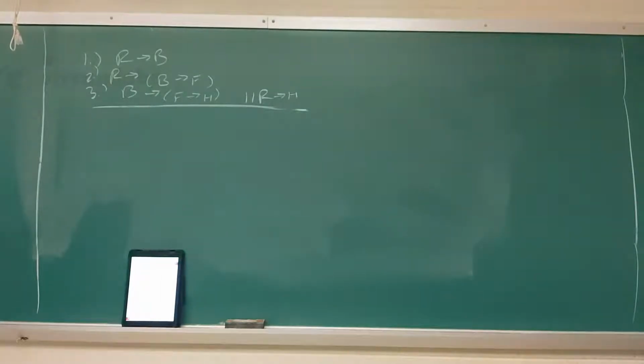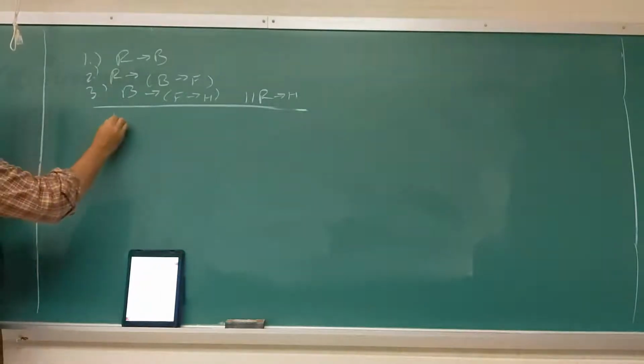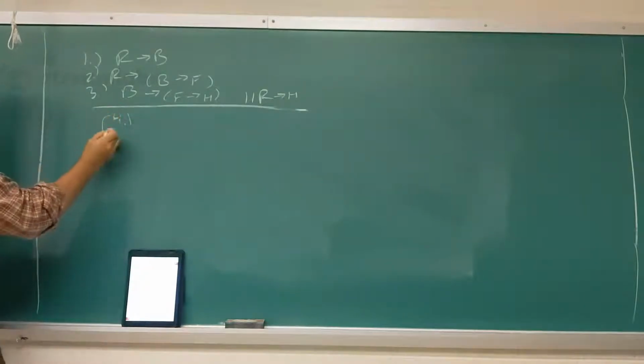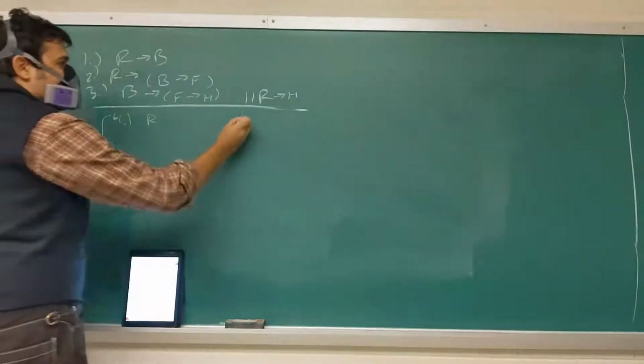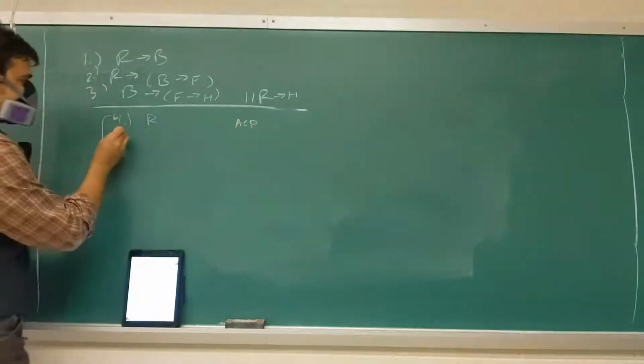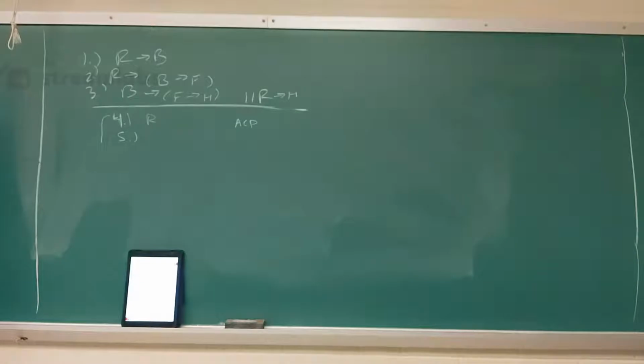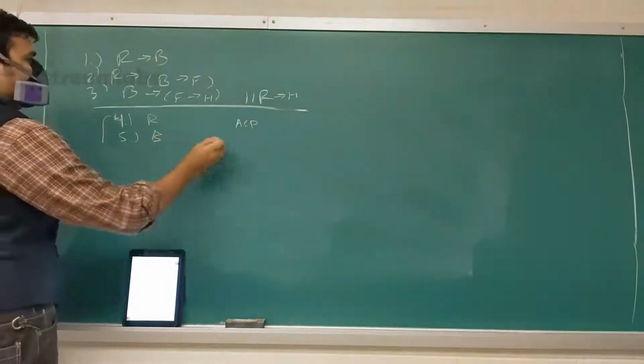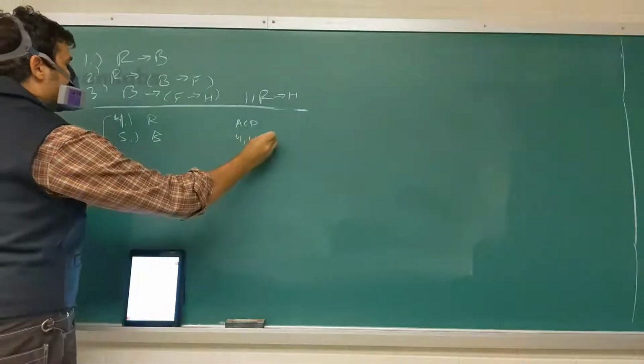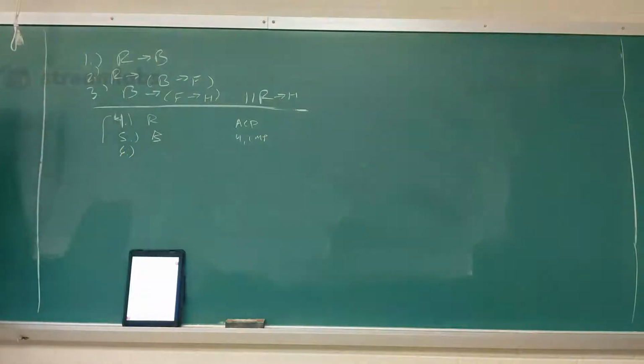You would assume R. Okay, so let's start my indent here. Let's assume R. What are you going to do with that? Then you can get B with 4-1 modus ponens. B for 1 modus ponens. And then you can also get B and F. Good.